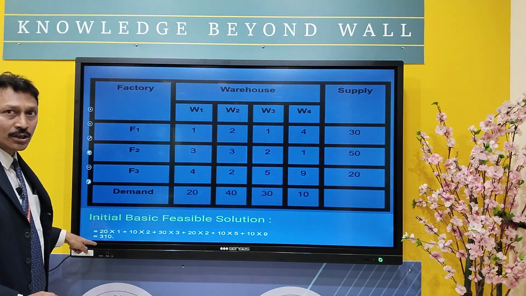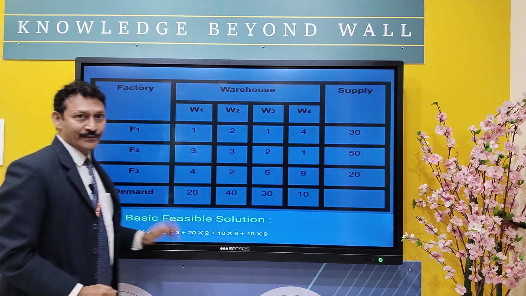transportation cost, 310 rupees. Thank you.